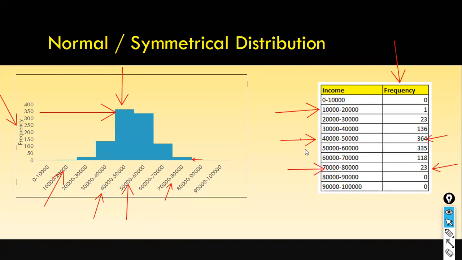I need to compare with the table here. This is not rocket science, right? 50,000 to 60,000, if you see, how many? The frequency shows 335. So 364 and 335. These two numbers are big compared to the other numbers. So by looking at this table itself, we can conclude that 364 plus 335, how much? 699 or so, right? Almost 700 employees are getting salary between 40,000 and 60,000.